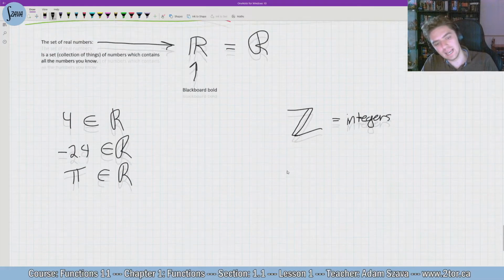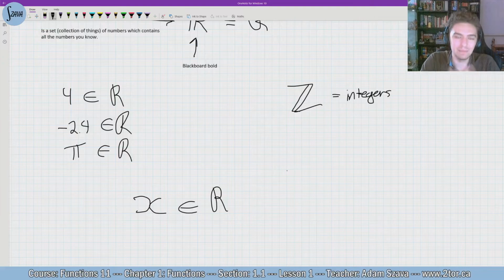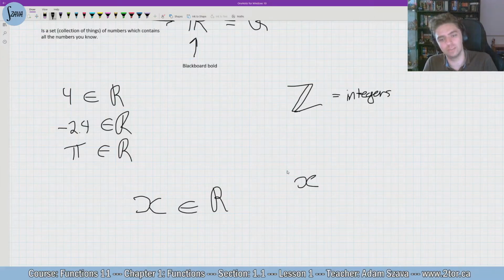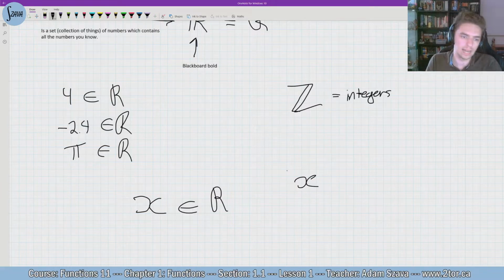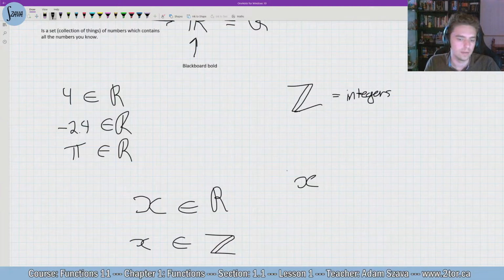So when I say the variable x is an element of R, what I'm saying is that x can be any number. This is what you already mean when you write the variable x and say, let x represent something. x can be any number. But sometimes x can't be any number. Sometimes x can only be an integer, and so we say this at the start: x is an element of the integers.